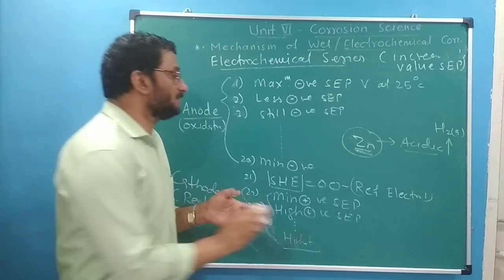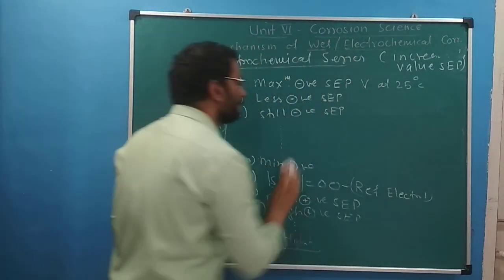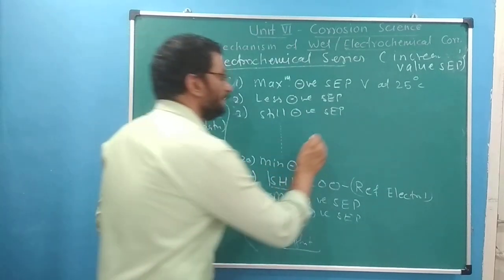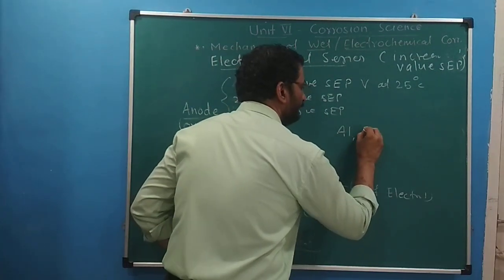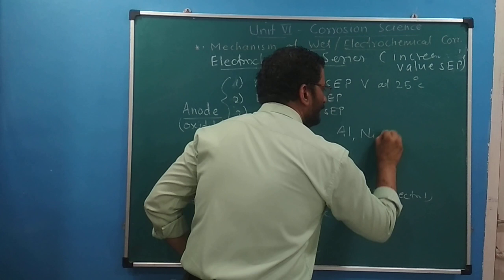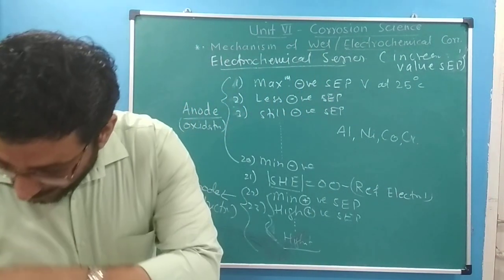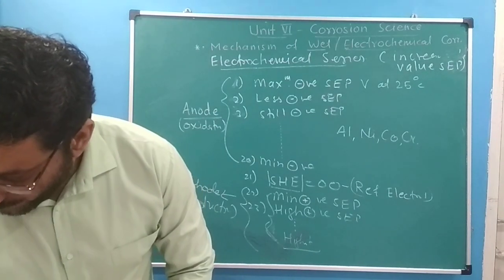This is the second information. What is the third information? If you look at the series, you will find there are a few elements like aluminum, like nickel, like cobalt, like chromium, isn't it? These are the elements.